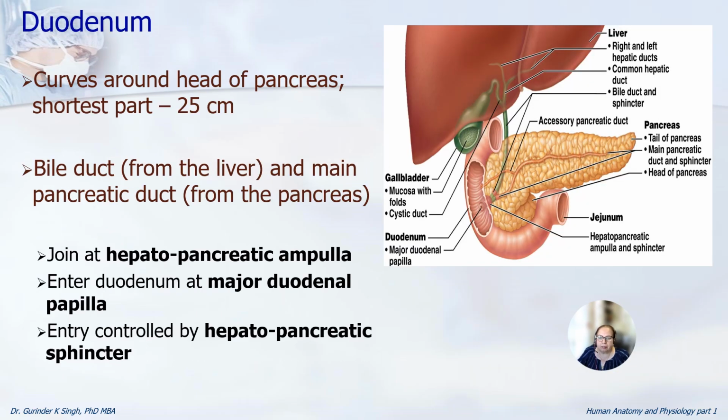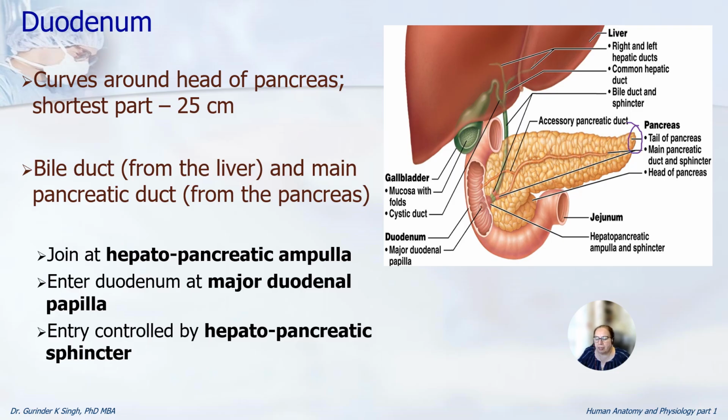The duodenum is a C-shaped structure. It curves around the head of the pancreas, and it is pretty small, only 25 centimeters. In the duodenum region, we have a bile duct coming in from the liver, and also the main pancreatic duct. So this is the pancreas. This is the head of the pancreas. That's the tail of the pancreas.